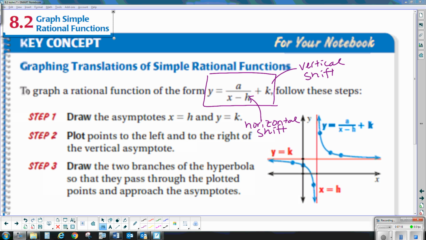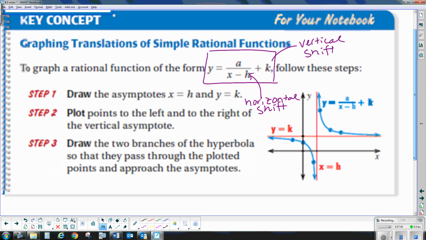So when we graph this function, we're first going to draw the asymptotes, x equals h and y equals k, and then we're going to plot the points to the left and to the right of the vertical asymptote. Then we can draw in the branches of the hyperbola so that they pass through the plotted points and they approach the asymptotes. But remember, they never actually reach the asymptotes because those asymptotes are going to be restricted from our domain and range.